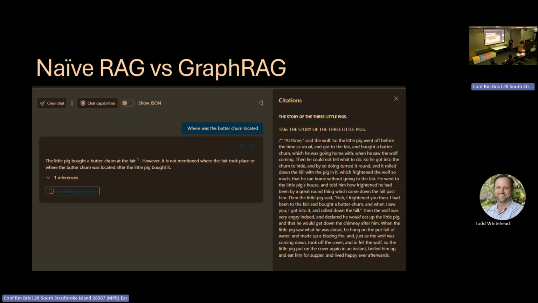So if I start with the default naive rag and how it interprets that story, I gave it the story. In the story, the little pig goes to the fair, he freaks out, jumps in the butter churn and rolls down the hill. And we knew that the wolf had told him the fair was at Shanklin. So we asked the LLM, where was the butter churn located? And it has no idea. It said that the little pig bought a butter churn at the fair, but did not mention where the fair took place or where the butter churn was located after the little pig bought it. So it doesn't have any idea.